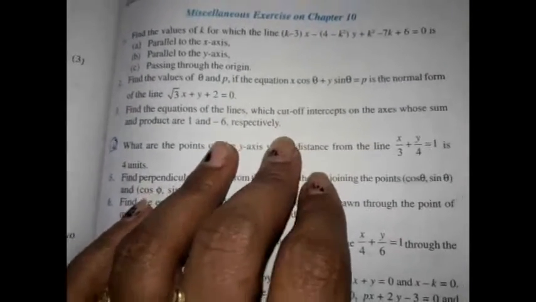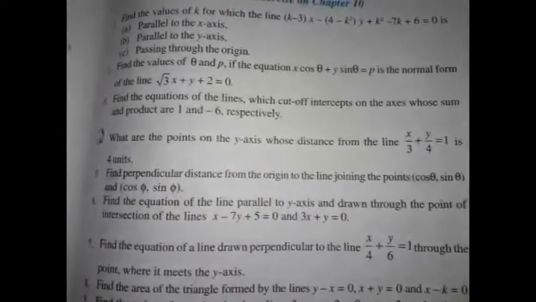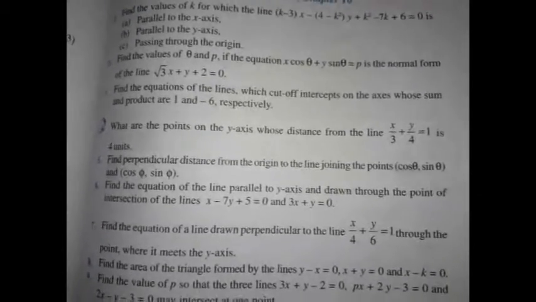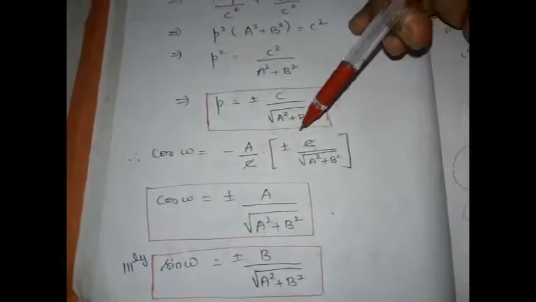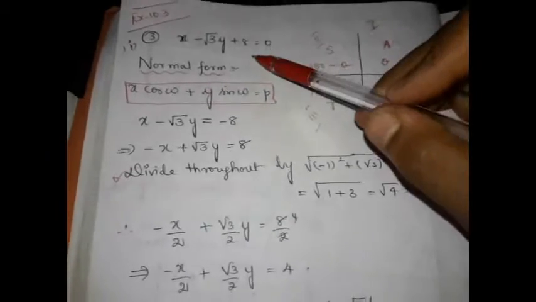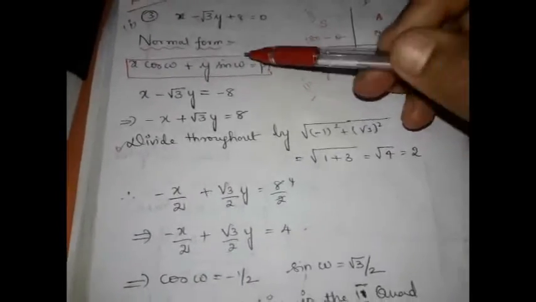We will divide throughout by square root of a square plus b square, because in the formula for normal form we have seen p as well as cos theta and sin theta, everything has the denominator square root of a square plus b square. We have done a problem of this kind. This is exactly like the third question where they asked you to reduce the given equation in the normal form and hence to find the value of p and omega.